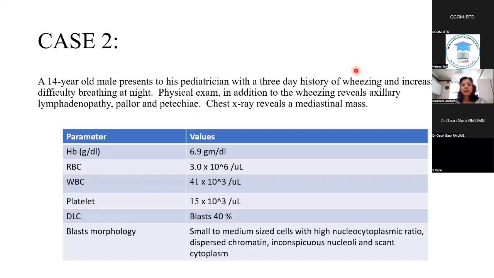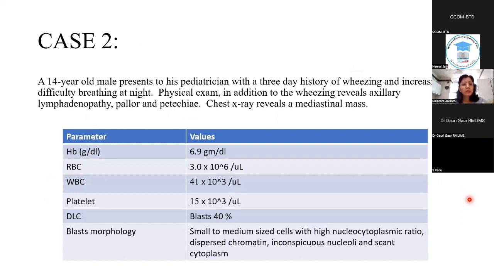Now we come to the second case. This is a 14-year-old male who presents to his pediatrician with a 3-day history of wheezing and increasing difficulty breathing at night. Physical examination, in addition to wheezing, reveals axillary lymphadenopathy, pallor, and petechiae. Chest X-ray reveals a mediastinal mass.